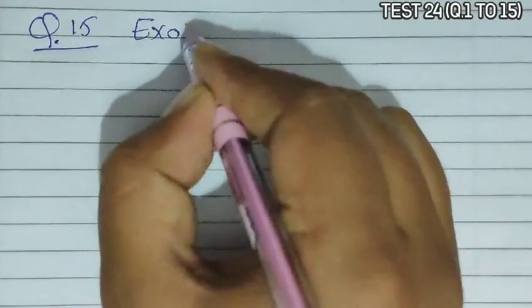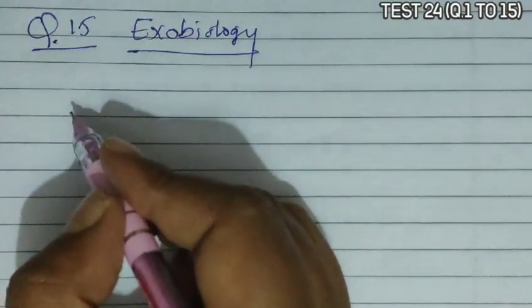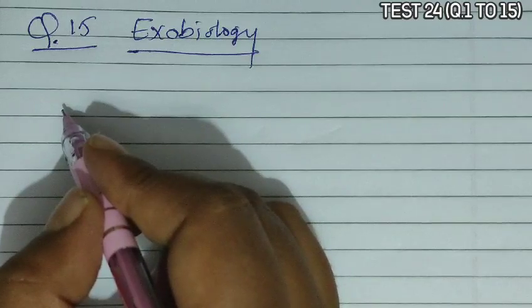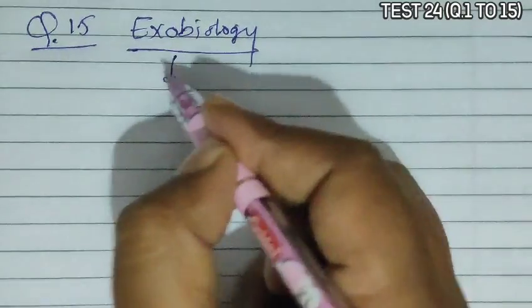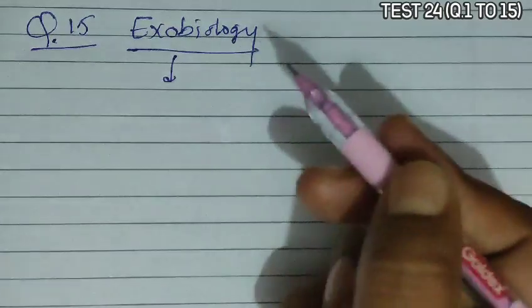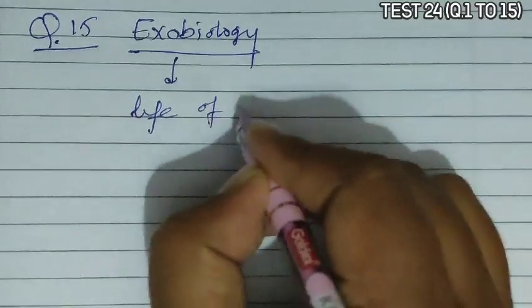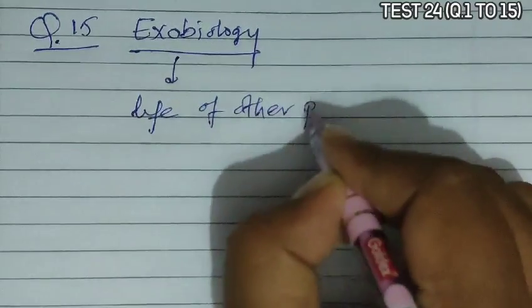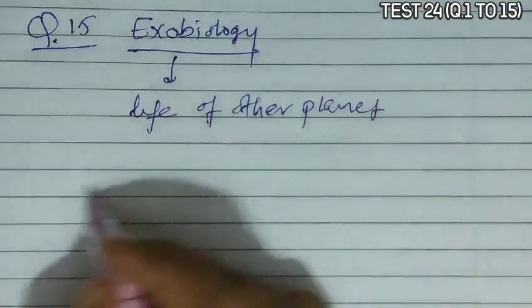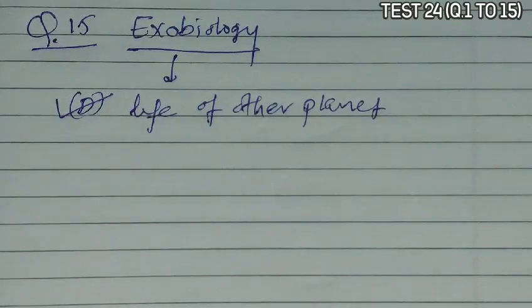Question 15. Question 15 asks that exobiology refers to the study of. Now exobiology is the branch which deals with life in exotic areas, that is, the study of the life of other planets. So D becomes the correct answer.